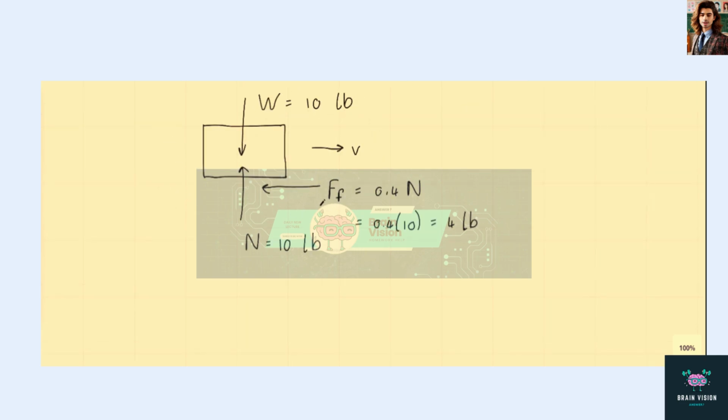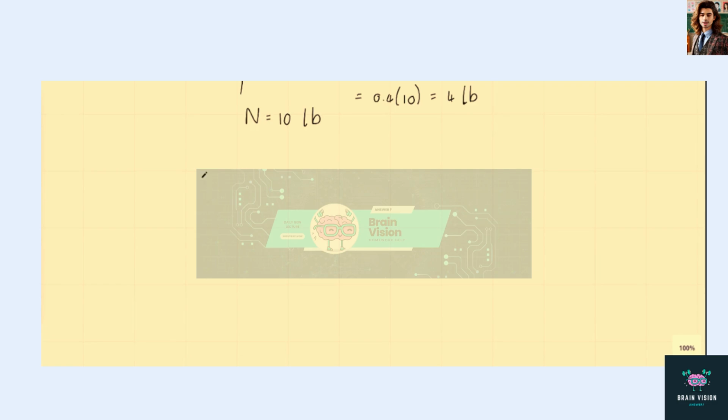block after the collision. The block has a weight of 10 pounds and a normal force, which is equal to the weight since there is no vertical motion, which is also 10 pounds. Its velocity is to the right, and the frictional force of the plane acting on the block is 0.4, which is the coefficient of kinetic friction times the normal force N. And this gives us a frictional force of 4 pounds.